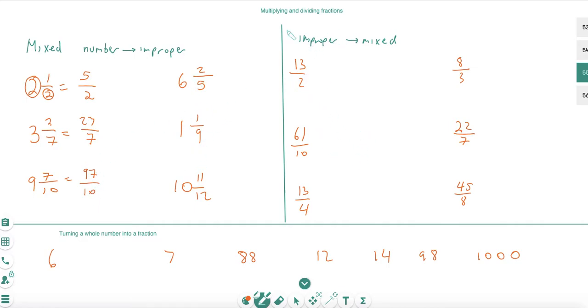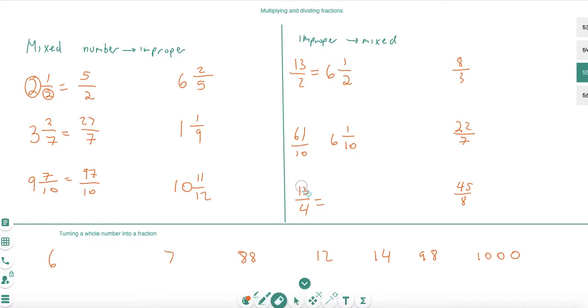Then we're going to do the reverse process, turning improper fractions like this back into mixed numbers. All you're going to do is this. How many 2's go into 13? 6 2's. 6 2's is 12, which is a remainder of 1 from 13. And the denominator stays the same. How many 10's go into 61? 6. 6 times 10 is 60, which is a remainder of 1. Your denominator stays the same.